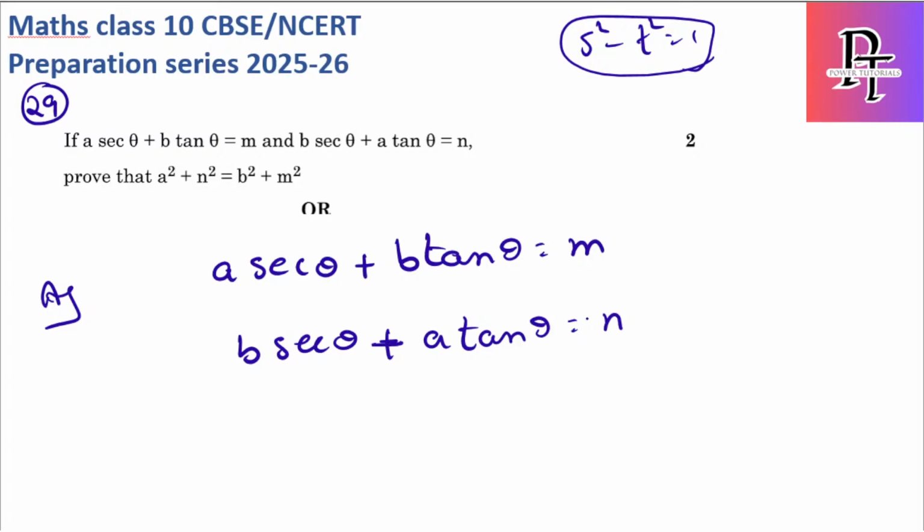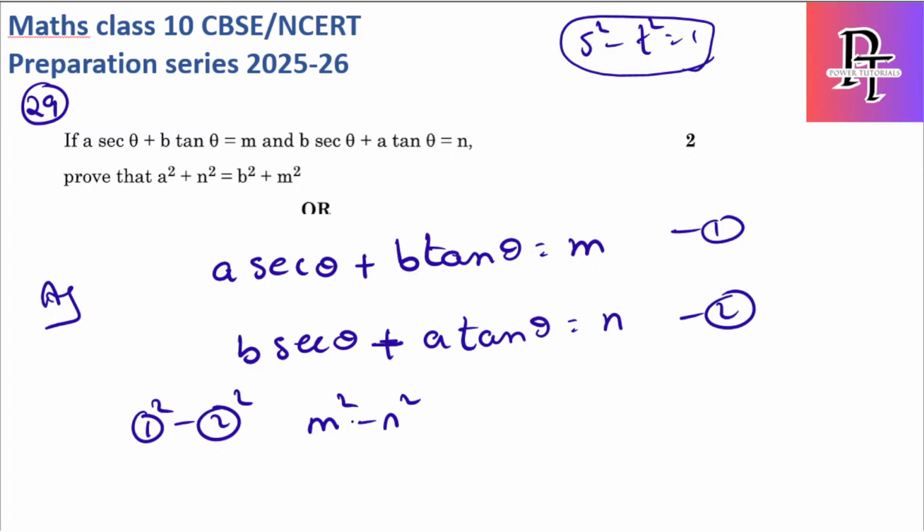Secant square A minus tan square A. So for this, what I will do is solve m square minus n square. Simply, if this is 1 and this is 2, I will do 1 square minus 2 square.